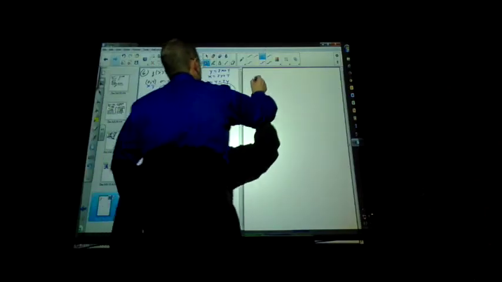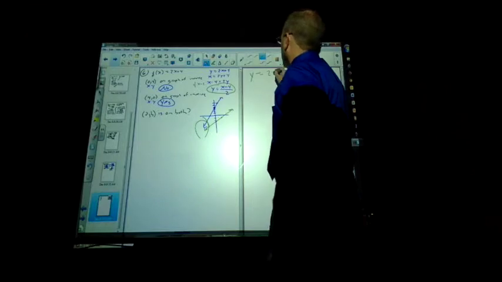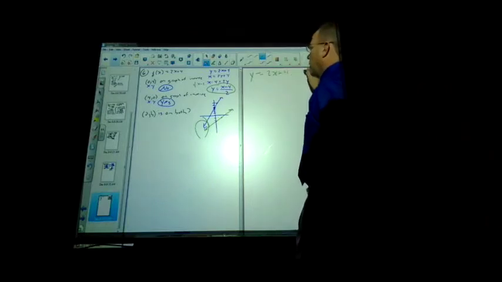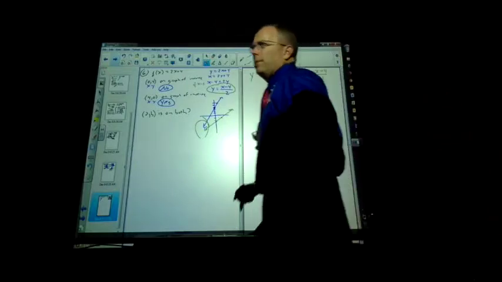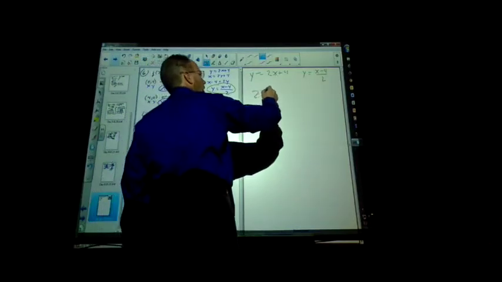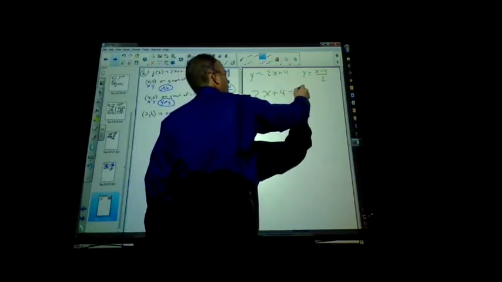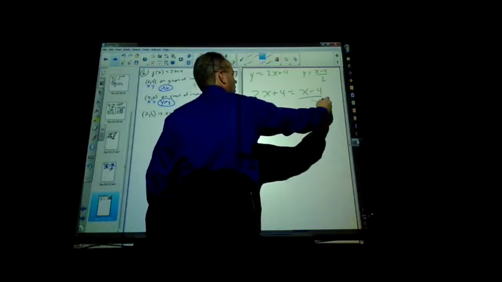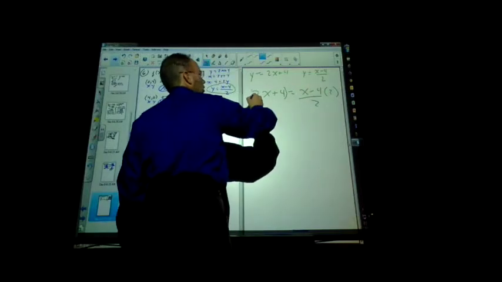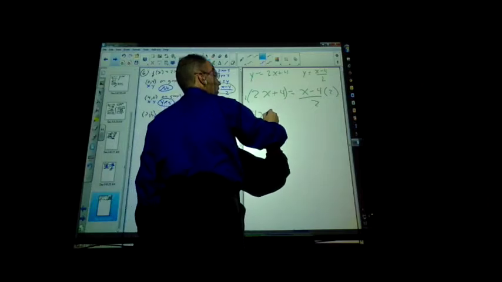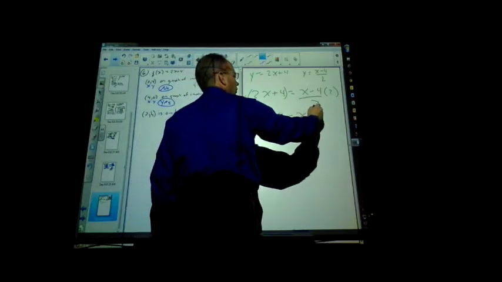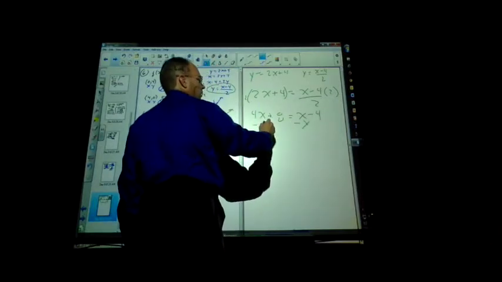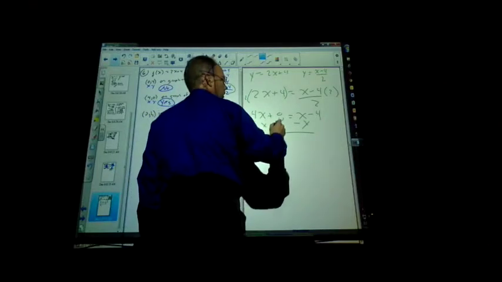Alright, so I'm going to call the first one y equals 2x plus 4. Call the second one y equals x minus 4 over 2. So I'm obviously not going to set the y's equal to each other. But if I set the other side equal, I'm going to get 2x plus 4 equals x minus 4 over 2. If I multiply both sides by 2, I'm going to get 4x plus 8 equals x minus 4. Subtract x. Subtract 8.